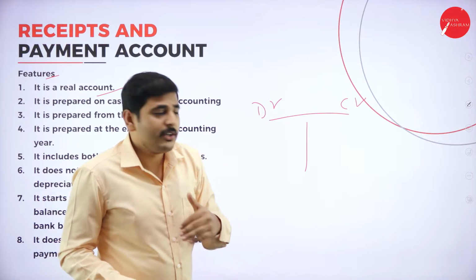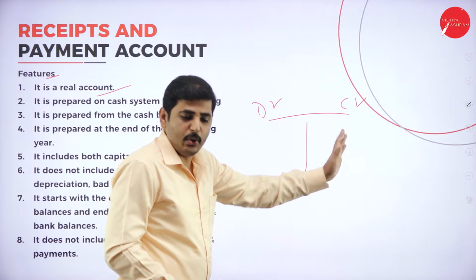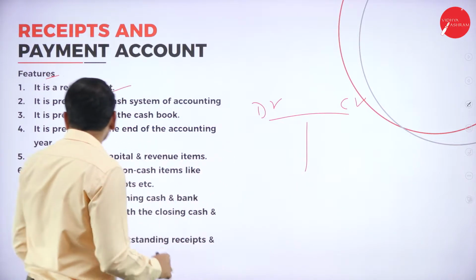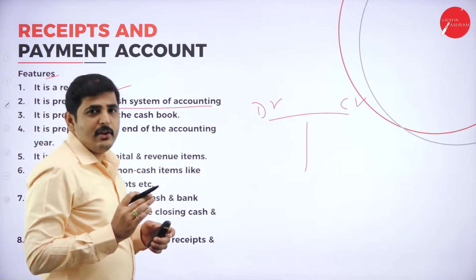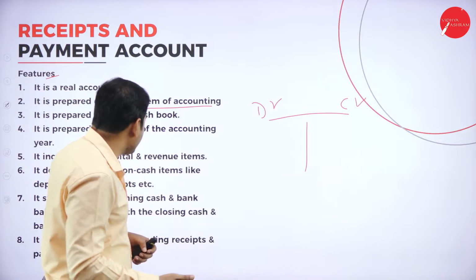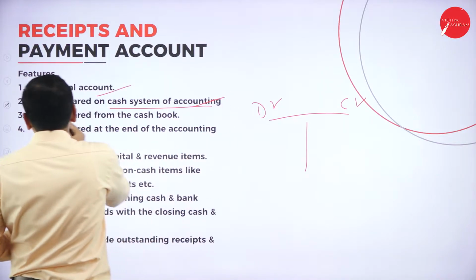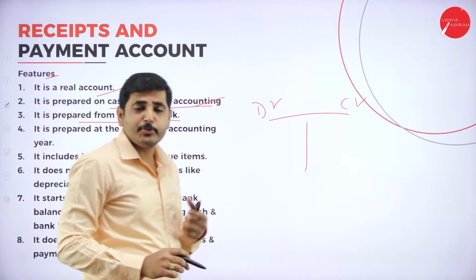In case of receipts and payment account, debit what comes in, credit what goes out. Now next point, it is prepared on the cash system of accounting. Only what we receive in the form of cash or what we pay in the form of cash should go to the receipts and payment account. It is prepared on the cash book. So in the form of the cash book we will prepare.